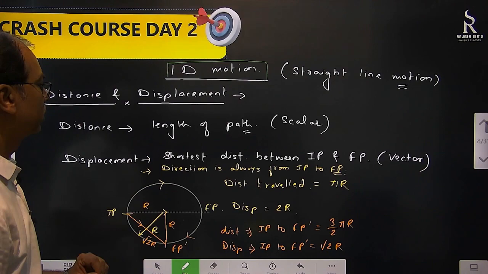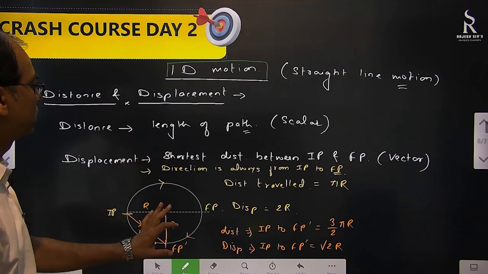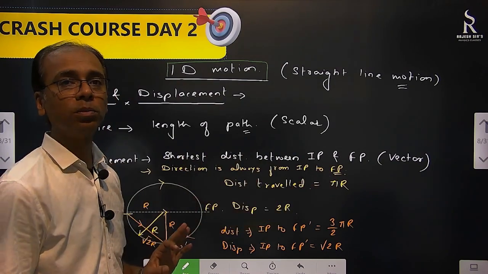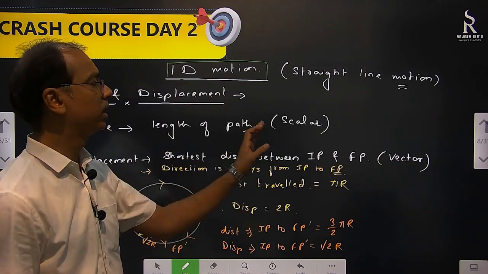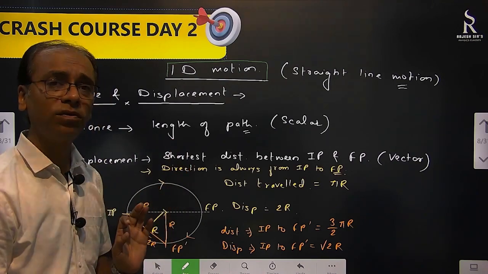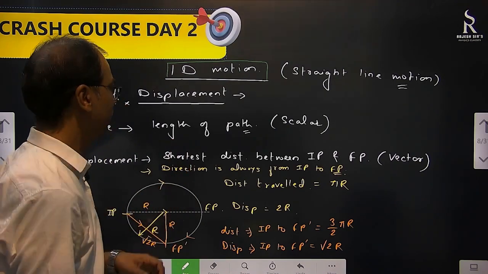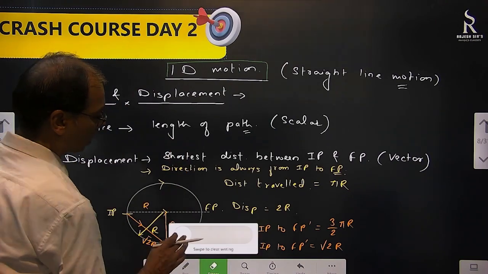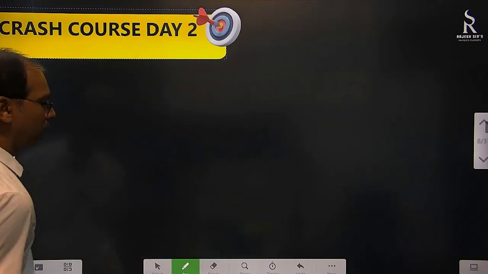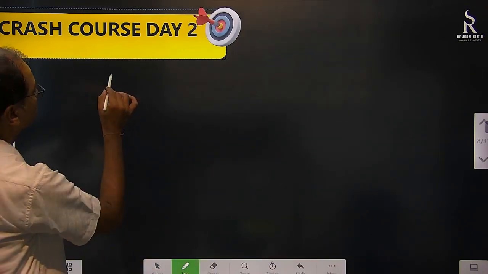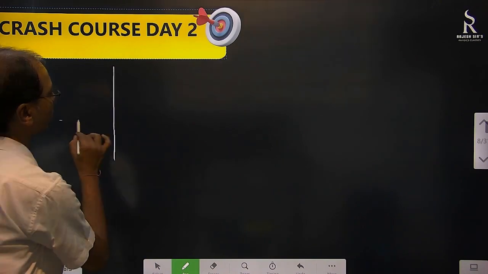More we will see. Now see that this thing is clear to us. This is the shortest distance and direction is always from initial point to final point. Whereas this is the length of the path. There is no direction in it. Distance is always positive. We'll see that. So let me clear this one and explain in another way. Let's make a coordinate system and try to understand.